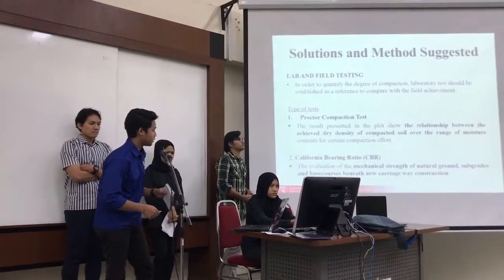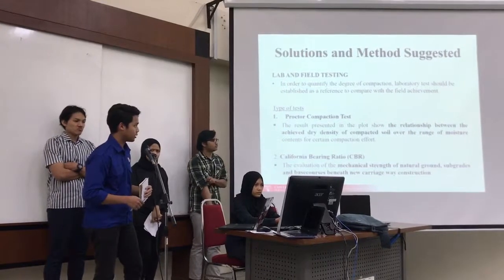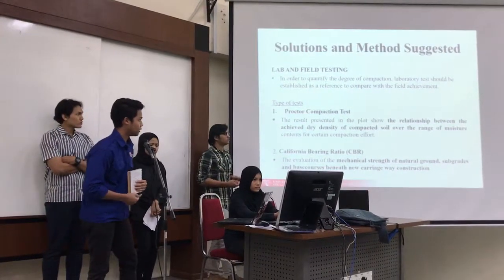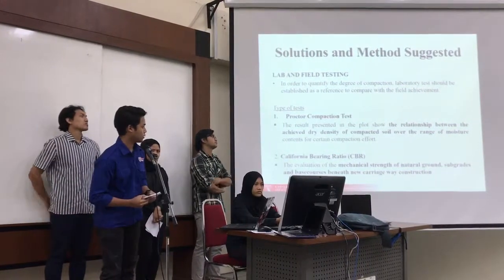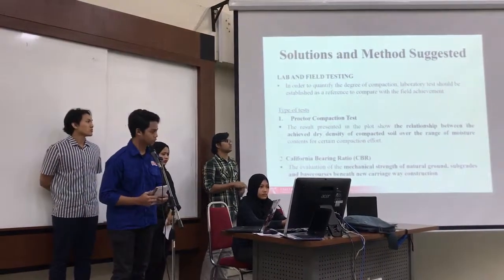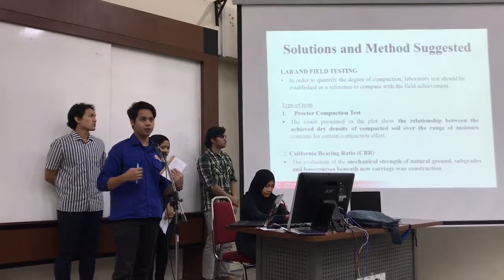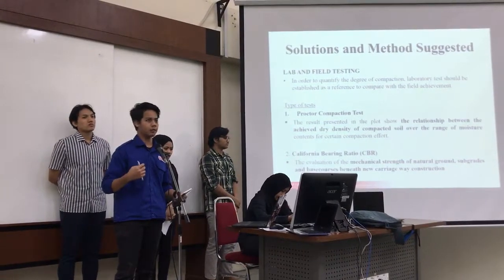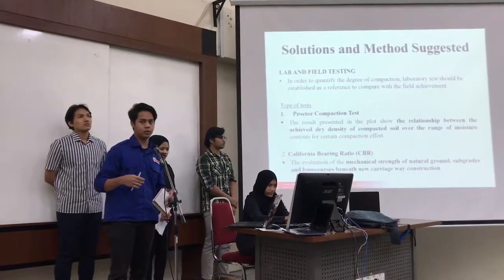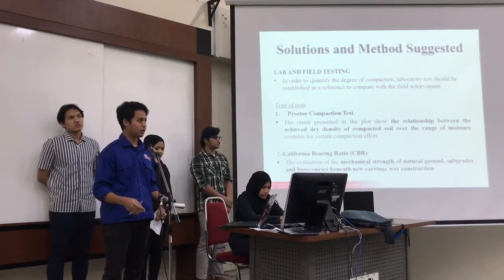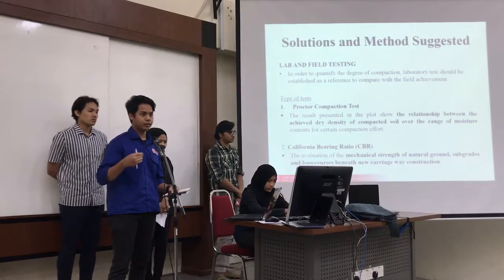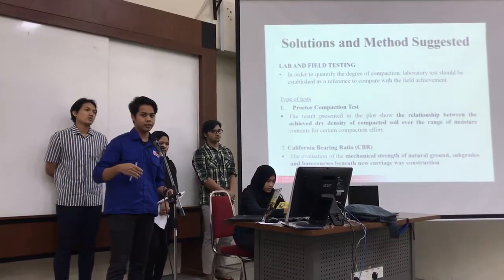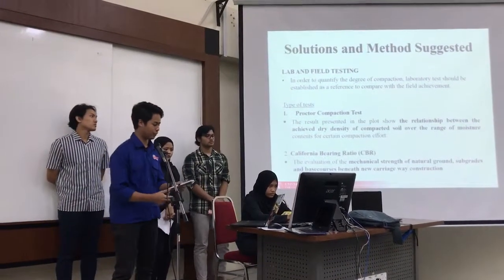The result is presented in a plot showing the relationship between the achieved dry density of compacted soil over a range of moisture content for a certain compaction effort. It's like what we have learned in class before. From the Proctor compaction test, we produce the compaction curve graph from which we obtain the maximum dry density value and the optimum moisture content value.